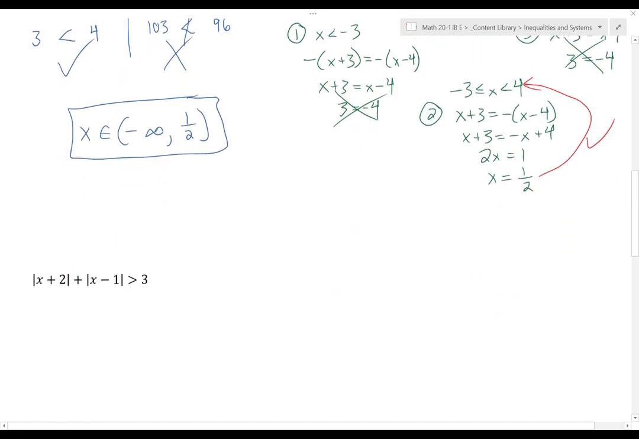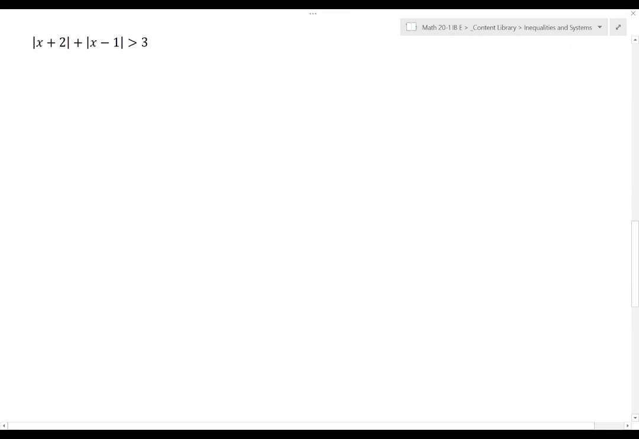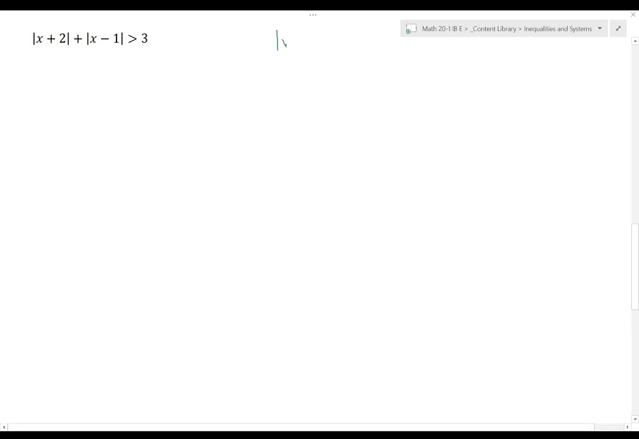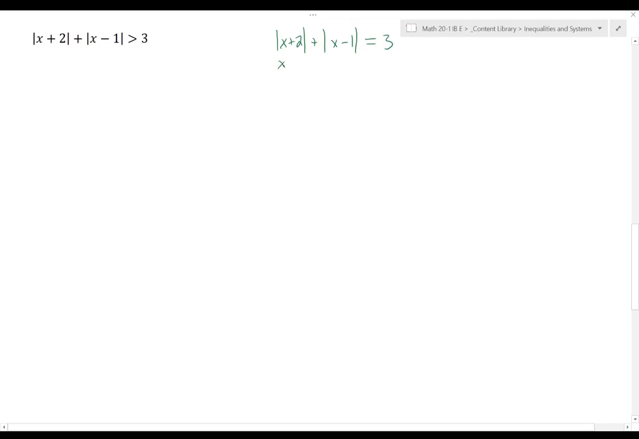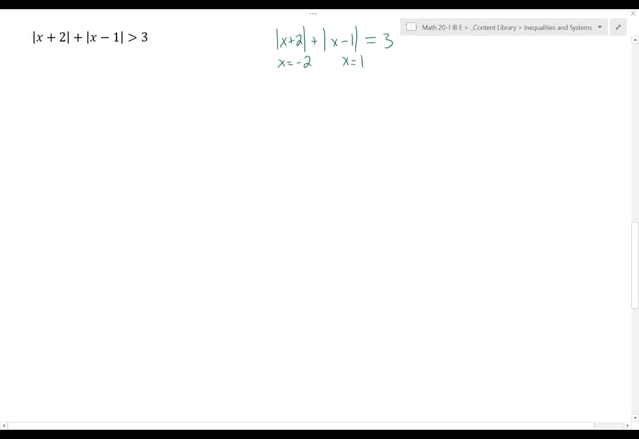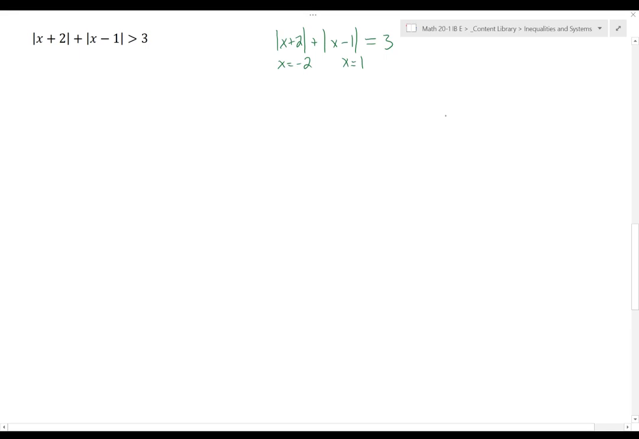So looking at another one, this time all three equations will be distinct, and the reason that happens is because we have that constant of 3. So looking at this, I'm going to be solving the equation, absolute value of x plus 2 plus the absolute value of x minus 1 is equal to 3. So I have two critical values here where x equals -2 and where x equals 1. Remember that solutions to this equation are not going to be part of the solution to the inequality, but I need to find them anyway.